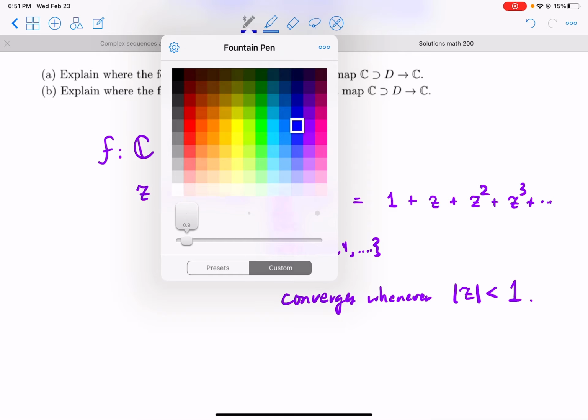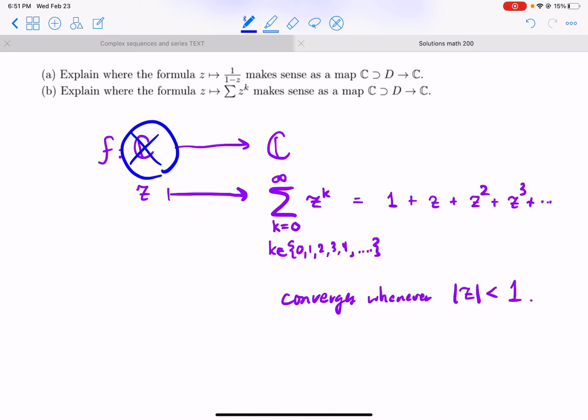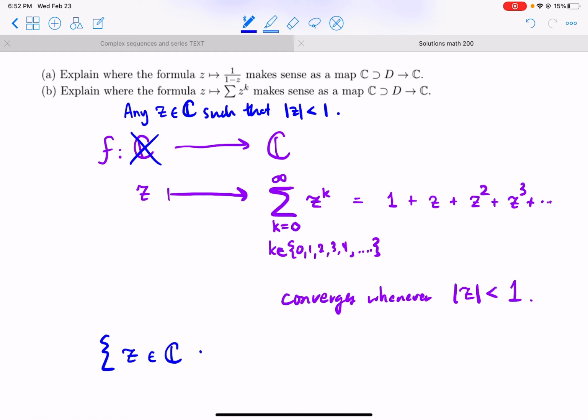It's not a map from the entire complex numbers, but rather the correct input space for this map is any z in C such that the absolute value of z is strictly less than 1. In set notation, you could say the set of all the complex numbers such that the absolute value of that number is strictly less than 1. It's a map from there to the complex numbers, and it has a name, f. That's all.